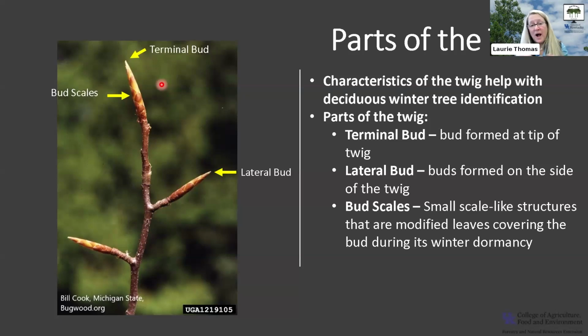Some buds will have just a single bud scale over it. Some will be bivalve. It'll look like a duck's bill, nice and smooth, no overlapping. Some will be shaggy. Some will even be fuzzy. We call that tomentose. So looking at bud scales can also be very helpful when we're doing tree identification in the winter.